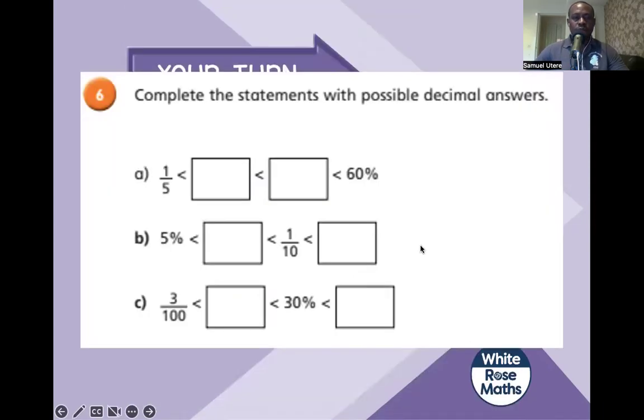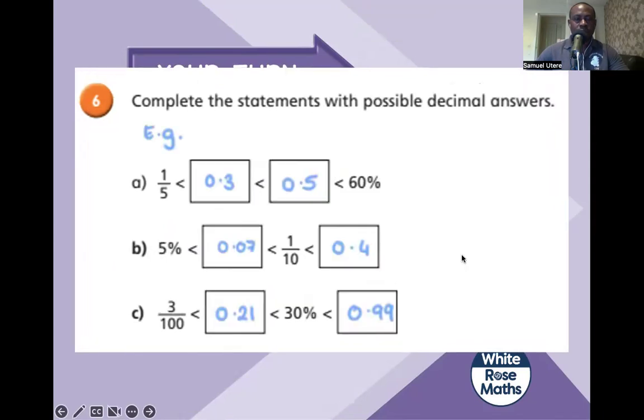Pause the video and answer question 6 in 3 minutes. Assuming you've paused the video and you've answered the questions, here are the answers. Here you're asked to complete the statements with possible decimal answers. You could have other answers, but here are the answers. Here that's 60%. So anything that's 20%, which is 0.2, that could be 0.3. That's 0.6. So here could be 0.5.